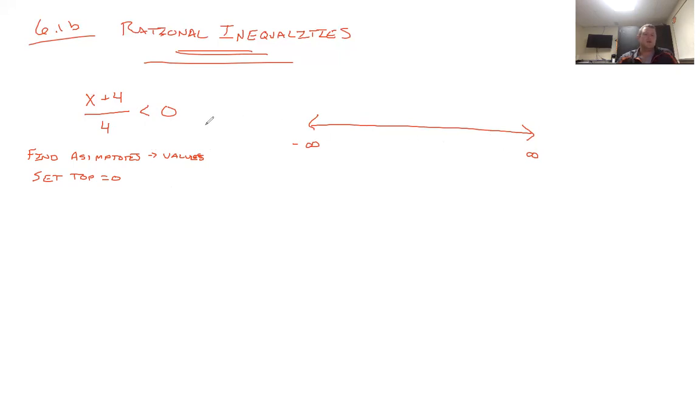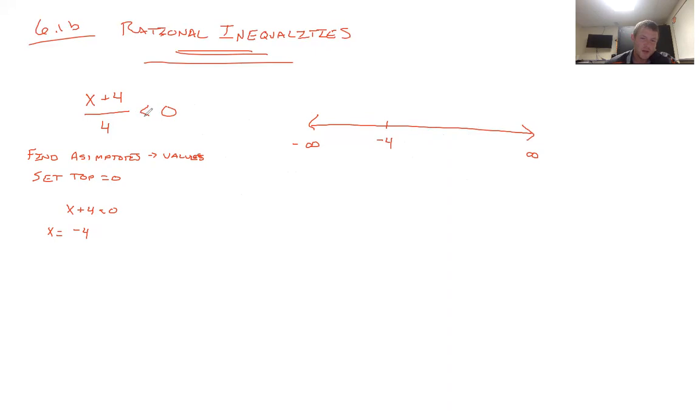All right, so let's start with this example. Let's start with the bottom. Set the bottom equal to 0. Now, can it? And the answer is no, because 4 can never equal 0. So there's nothing on here from the bottom. But now let's just do the top. So when is x plus 4 equal to 0? Well, that's at negative 4. So I'm going to chart negative 4. Now I should have all the values that make it skip.